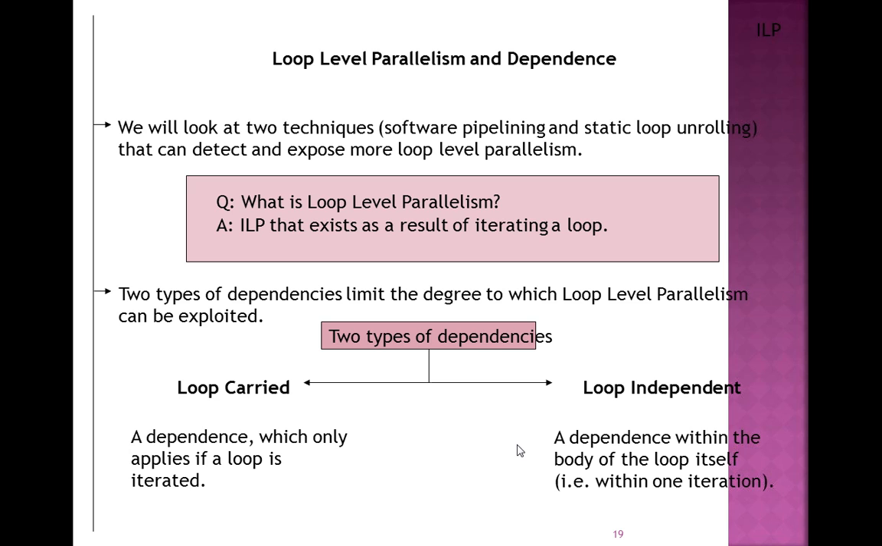Next is loop independent. That is, it does not depend on the loop; it can perform the operations within the body of the loop itself, that is, within one iteration. So loop carried applies if a loop is iterated, and the next dependency, loop independent, depends on the body of the loop itself, that is within one iteration.